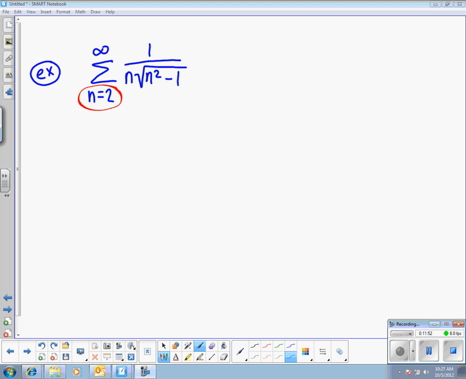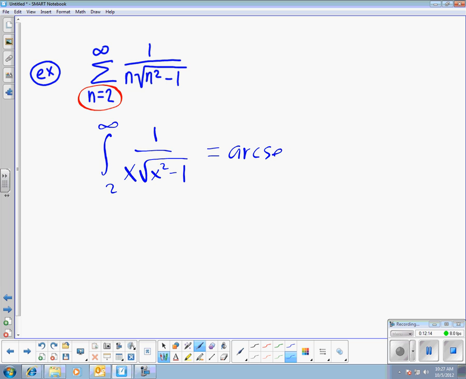Basically, we're just going to make a function out of it and integrate from 2 to infinity 1 over x square root of x squared minus 1. I chose this one specifically because it's an integral that you should know but we don't use all the time. That integral fits perfectly into the model for arcsecant of x. So that'll just be a good reminder. I'll try to do those whenever possible.